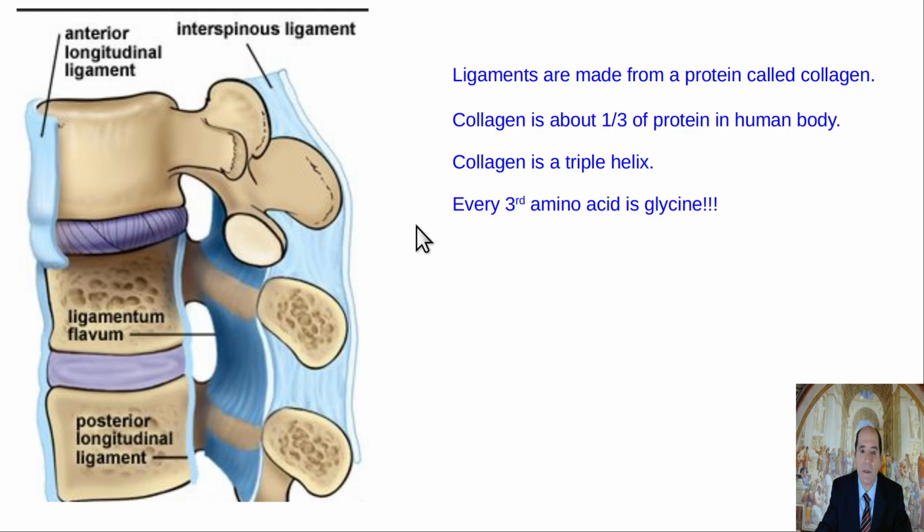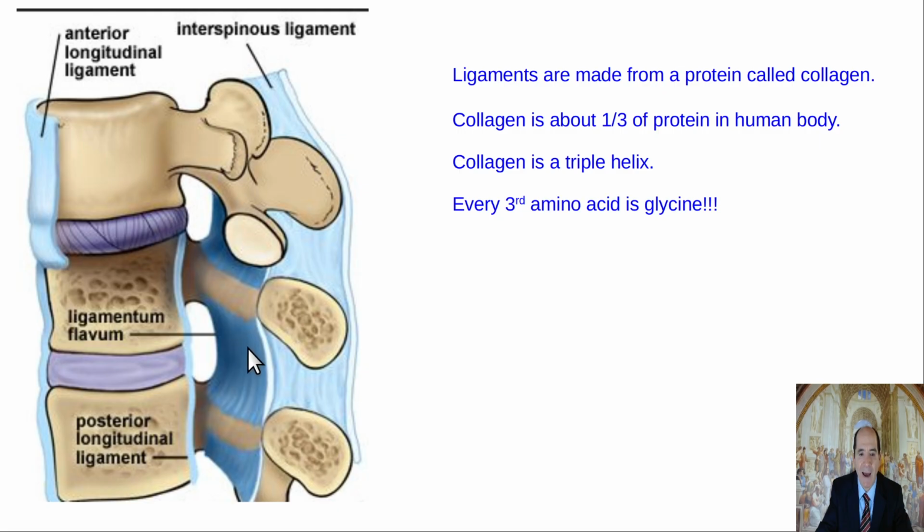Okay, now here is a picture of the ligaments. The ligament anterior to the vertebrae is called the anterior longitudinal ligament. Longitudinal could be another word for vertical ligament. The ligament posterior to the vertebra is called the posterior longitudinal ligament, and you need to know that name. That's going to come up. You can look at the abbreviation letters of the acronym PLL, posterior longitudinal ligament.